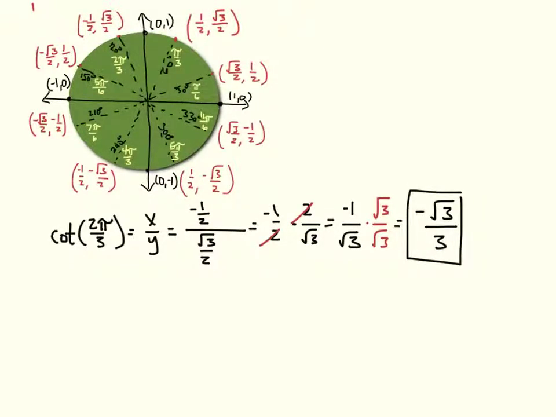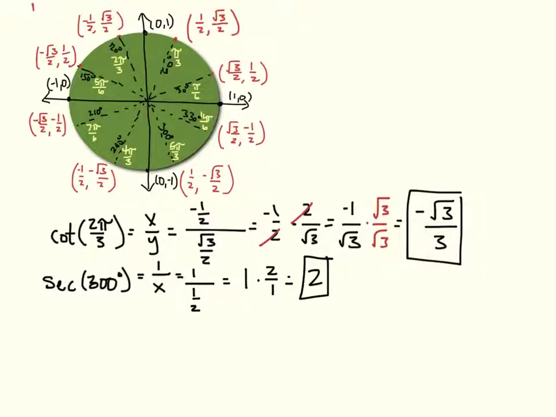If I wanted to find the secant of 300 degrees, what's the secant? It's 1 over the cosine, so 1 over x. I find 300 degrees. It's right here, and I look at the x coordinate, 1/2. So it's 1 over 1/2. We're dividing a fraction, so it's 1 times 2 over 1. So the secant of 300 degrees is 2.